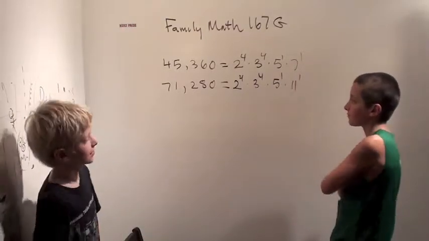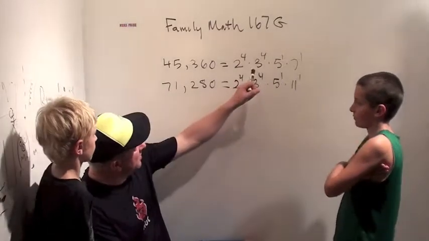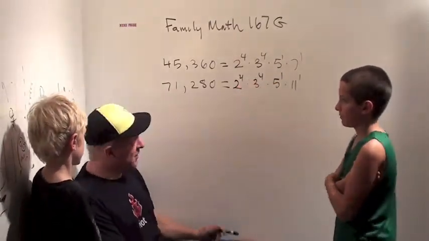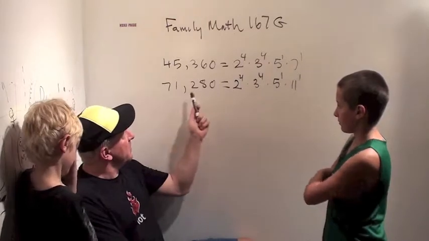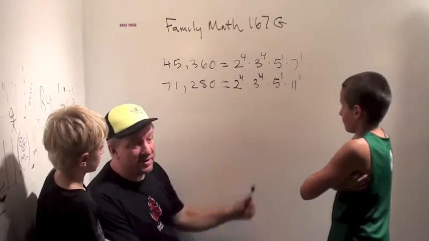Okay, so it turns out that 45,360, which is 2 to the 4th times 3 to the 4th times 5 times 7, was the smallest one, and we found that. 71,280 turns out it factors into 2 to the 4th, 3 to the 4th, 5 times 11.